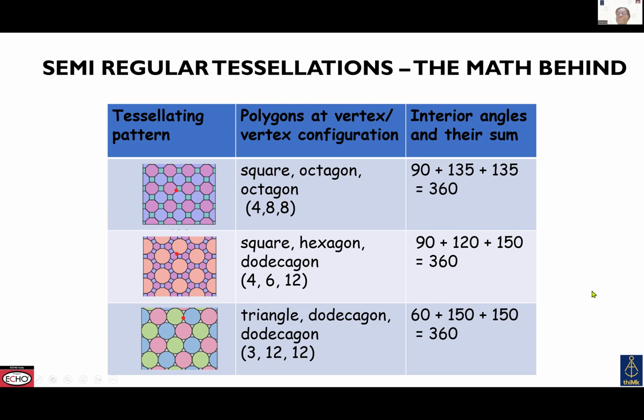And for this, we just have to give the children several regular shapes and ask them to produce the patterns. We should not show them this, right? It is an exploratory activity. Ask the kids, how can you make these polygons tessellate?